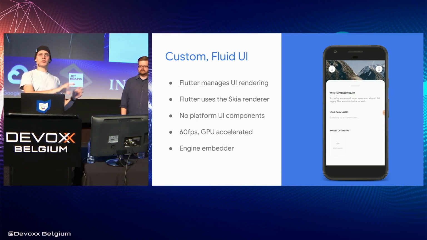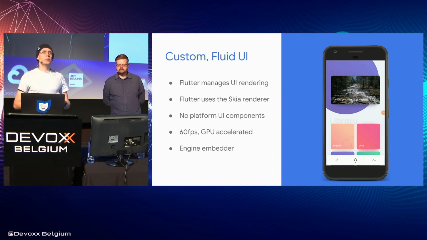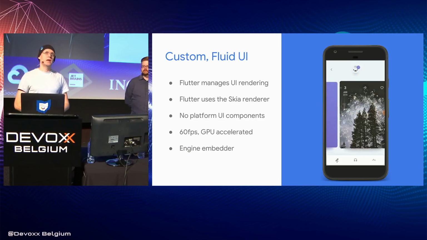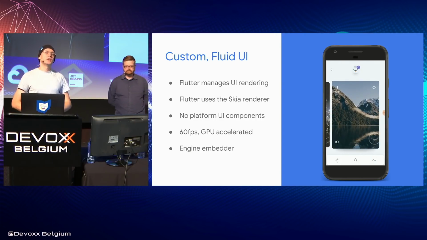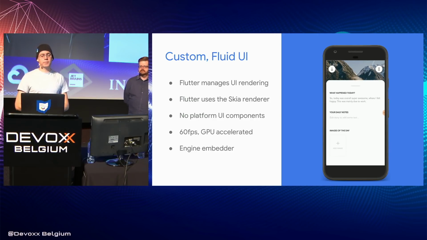Now, we don't simply go, let's render this on an open canvas and ignore what platform you're running on. We will take into account UX. If you're on iOS, you will get the scrolly bounce. If you're on Android, you'll get the inkwell effect. So we will take that into account. You're welcome to override it, but out of the box, you don't need to worry about it.